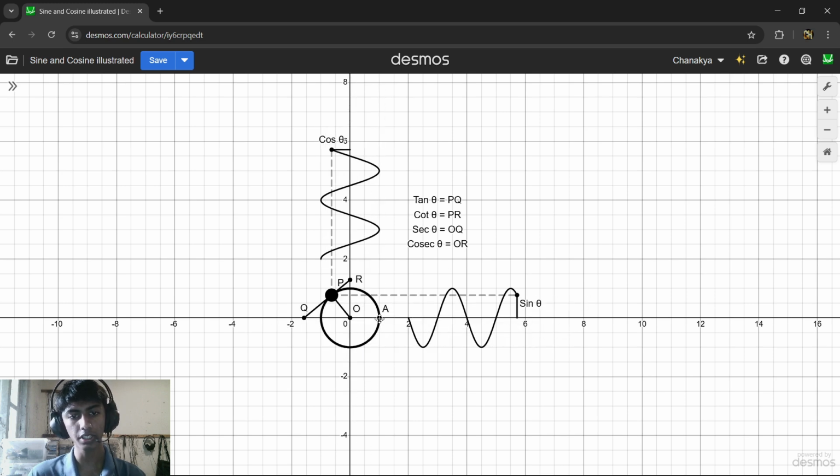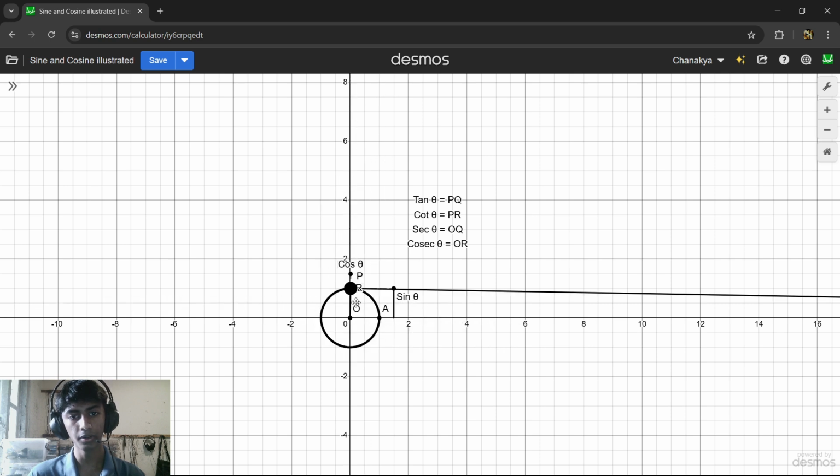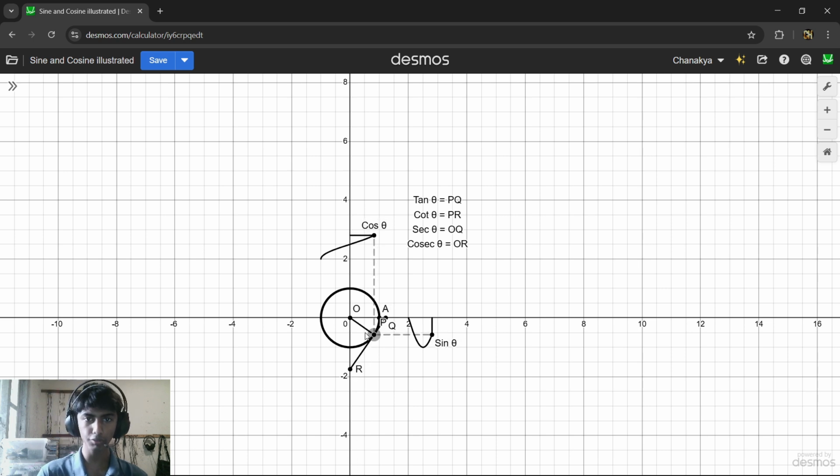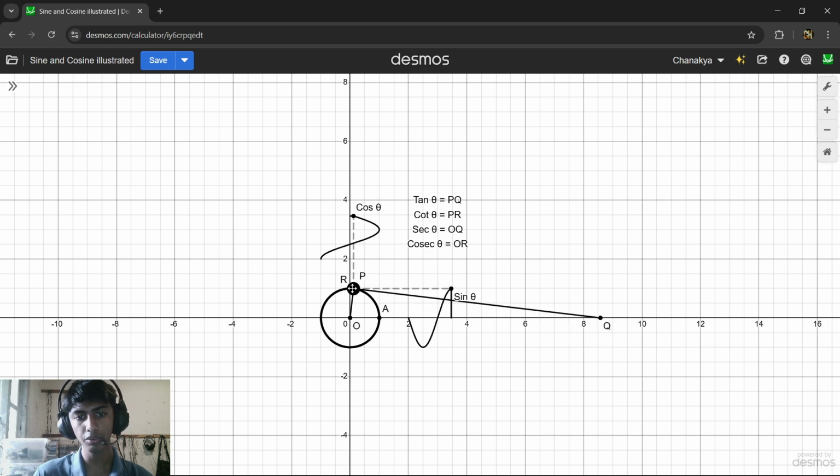Here if we bring theta close to 0 by rotating like this, you can see that we have the full variation of sine theta and cosine theta, and the others are not visible as graphs, but you can see their variation as we change the angle. If I bring the angle close to 90 degrees, look at point Q. As I bring the angle close to 90 degrees, point Q gets further and further away from the origin.